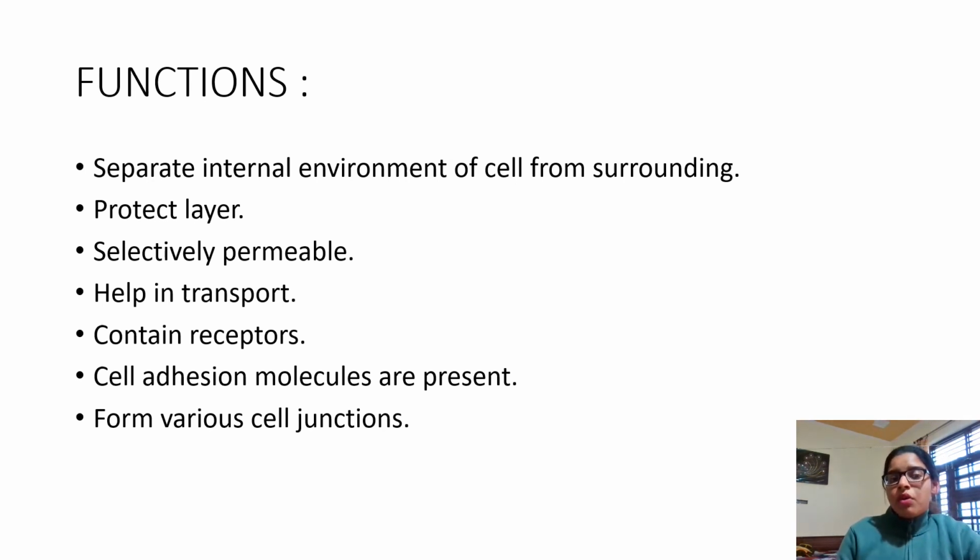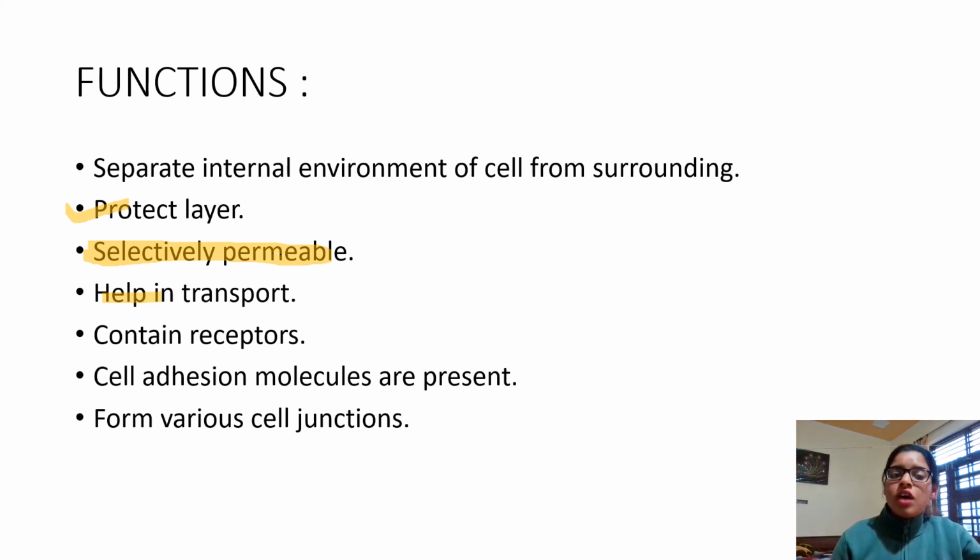After that, if we talk about the functions that the plasma membrane performs, first of all, it protects the cell, so that various kinds of ions cannot pass through the membrane, and it is selectively permeable. It only allows certain kinds of proteins or certain kinds of ions to pass through the membrane.